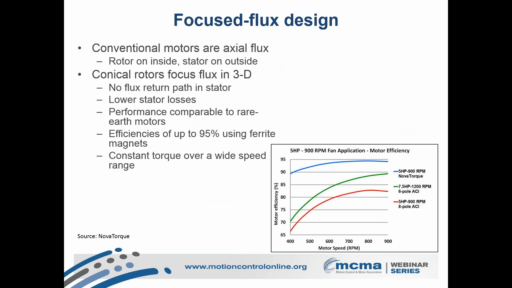One of those designs is to use focused flux. Your standard motor, and I was trying to get a picture of this, I had trouble, is basically straight, right? It's rotor on the inside and stator on the outside, or vice versa, but you've got straight lines of flux. What these guys have done is built conical rotors so that it focuses the flux in 3D. So now you don't have a flux return path in the stator. That's going to lower your stator losses, and it starts boosting your efficiencies. You get performance comparable to that of a rare earth permanent magnet motor, but you can do it using ferrite. In fact, they've gotten to 95%. And the other key thing is, as with permanent magnet motors and other types, you get constant torque over a wide speed range.